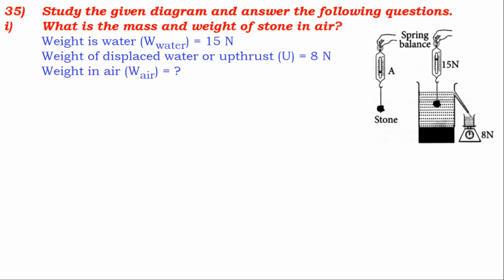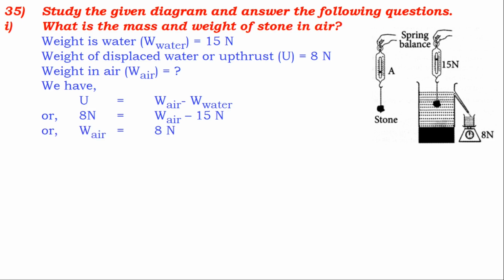Weight in air, W air, equals question mark. So very easy, we can use this equation: upthrust is equal to weight in air minus weight in water. The upthrust value is 8 Newton. Weight in air we have to calculate, and weight in water is 15 Newton. So weight in air is equal to 8 Newton plus 15 Newton, which becomes 23 Newton. Okay, one part is finished.